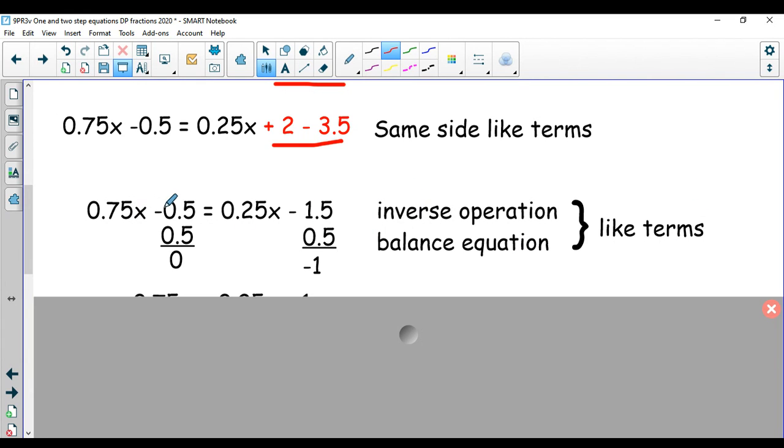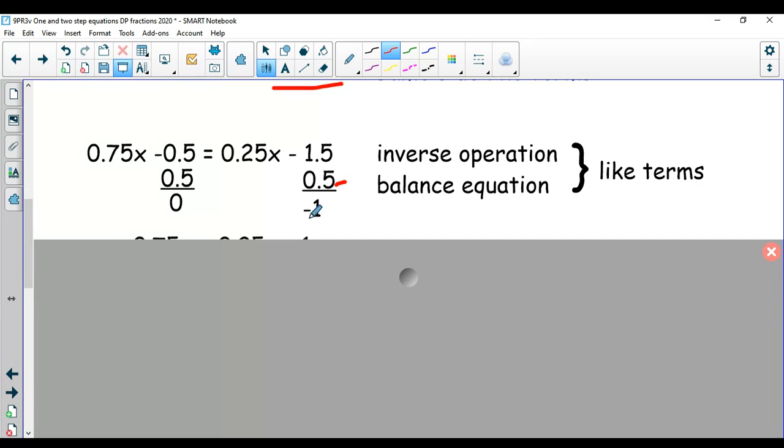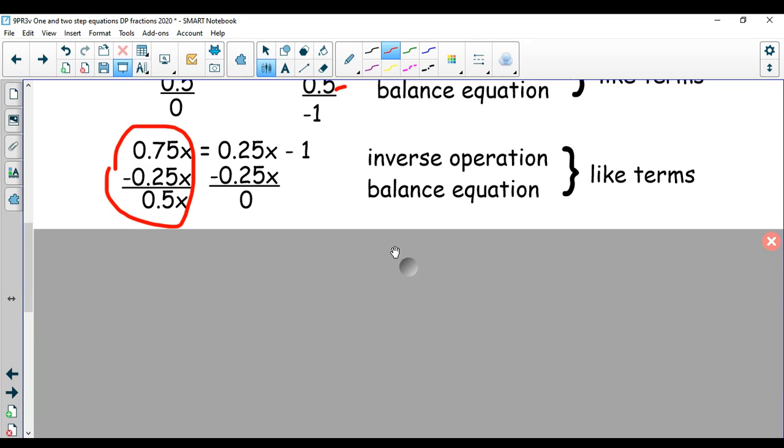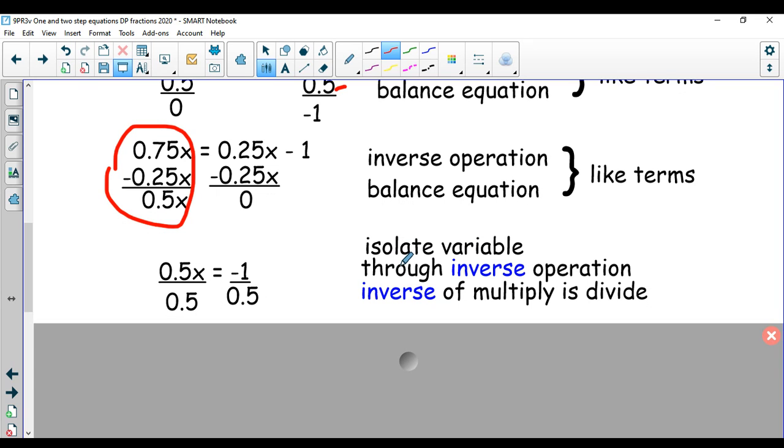Inverse operation. Got rid of this negative 0.5. Balance my equation, did it over here. Good. Down to -1. Now I did inverse operation, balance equation with my 0.25x minus 0.25x, inverse operation like terms, balance my equation on this side. 0.75x minus 0.25x, 0.5x. Scroll down, keep going. Isolate the variable through inverse operation. Inverse of multiply is divide. So I divide 0.5x by 0.5 to isolate my variable.